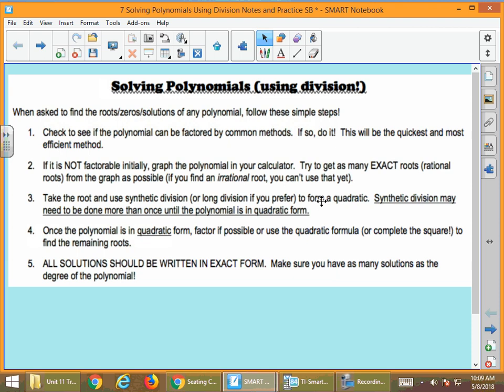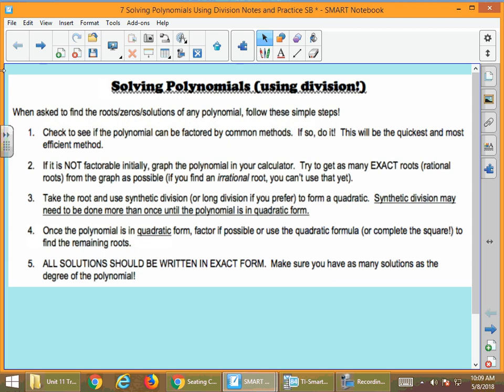But if it's not factorable, then we're going to use our calculator. And we're going to try to find as many roots as we can with our calculator, and those should help us to find any additional irrational or imaginary roots. Once we've found some roots, we're on to step 3, where we're going to use our synthetic division, or long division if it's your preference, but I do want to focus on synthetic today.